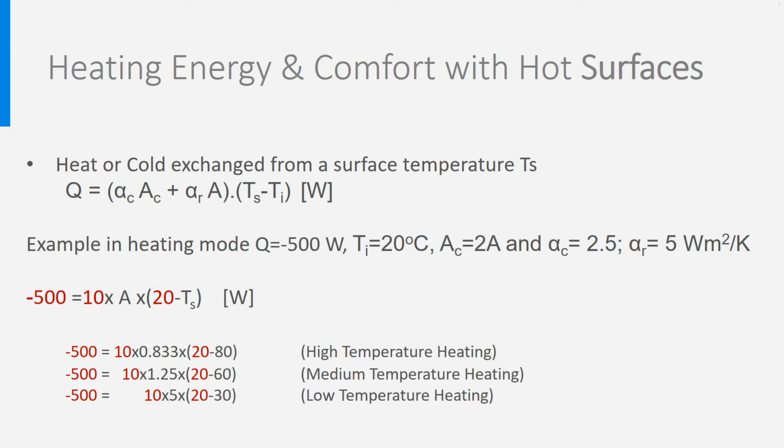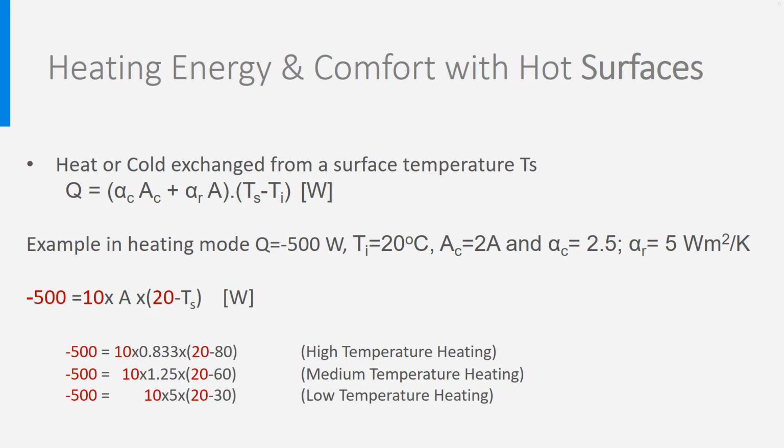In the first example, the radiator has a temperature of 80 degrees Celsius. It is an average temperature. In fact, the hot water will enter the radiator at 90 degrees and leave it at 70. Never mind, with this temperature, a radiator surface area of 0.83 square meter is needed. In the second example, the radiator has an average temperature of 60 degrees, leading to a surface area of 1.25 square meter. And in the last example, the radiator temperature is only 30 degrees, leading to a surface of 5 square meter. So, the lower the temperature of the radiator, the higher the needed surface area.